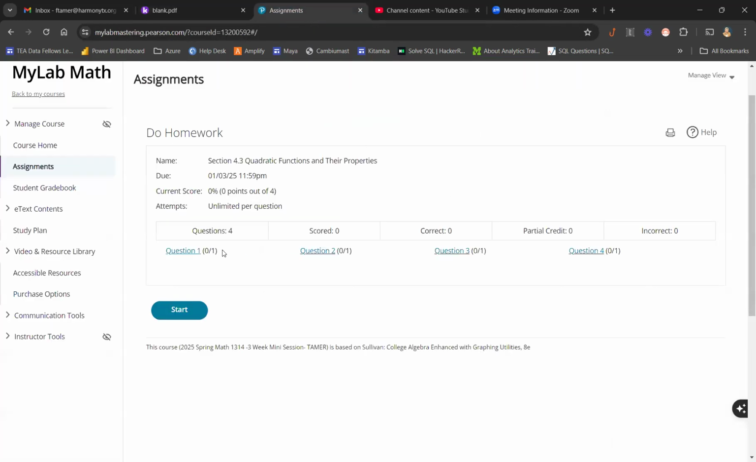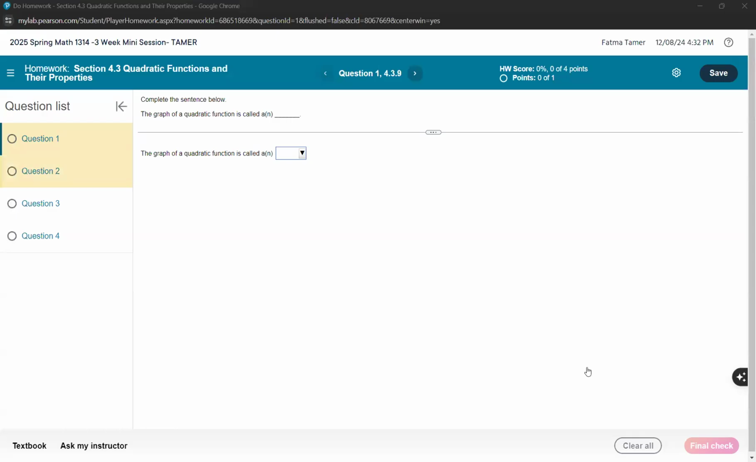So if we now go back to the assignment and look at the questions, we're just going to look at assignment 4.3. We have 4 questions. The first question is, the graph of a quadratic function is called a vertex, square, line, or parabola. The only correct answer is that the graph of a quadratic function is always called a parabola.